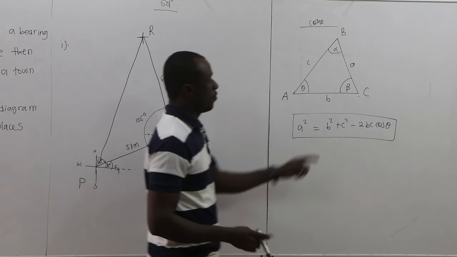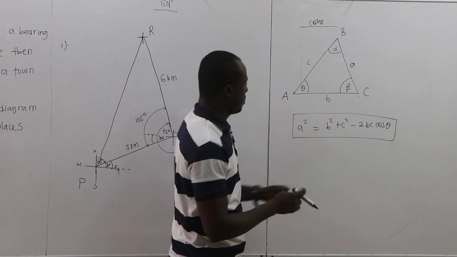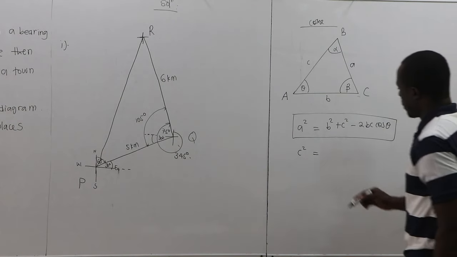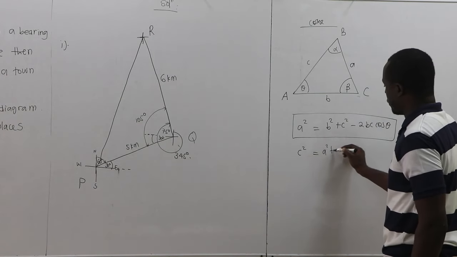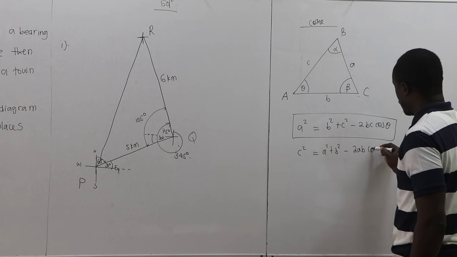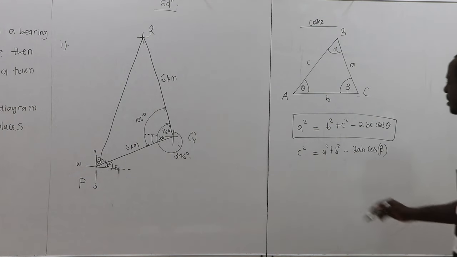Or if we want to use the angle here, then this c, where is this facing? The c here. So you say c squared is equal to a squared plus b squared minus 2ab cos of the angle. What is the angle? The angle is beta.